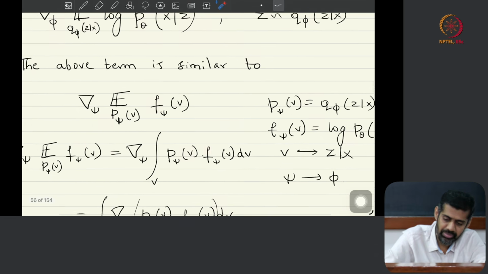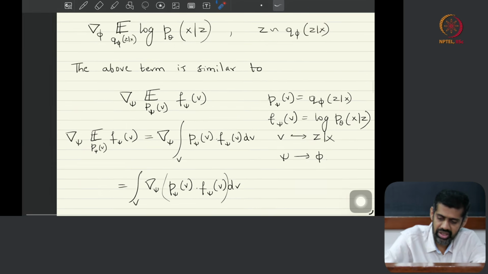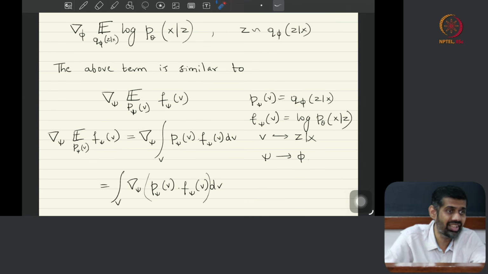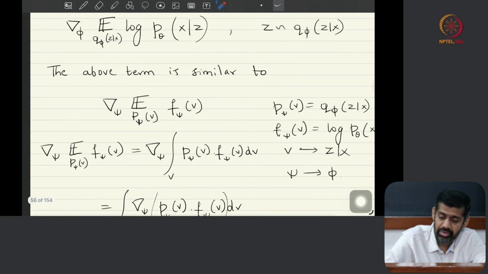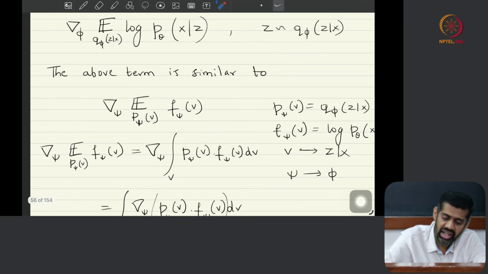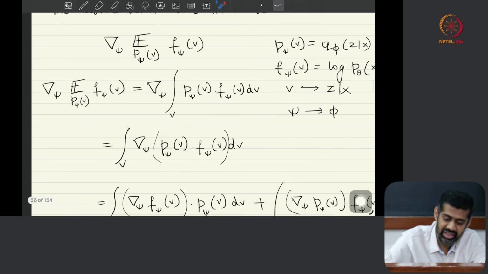So I just wrote up a few equations here to ensure that it will come up algebraically very nicely. Let's look at that. Now the above term that we are trying to compute is very similar to this, right? So we have the expectation of a function, and the expectation is with respect to a distribution which is parameterized by the same set of parameters with respect to which we are seeking the gradient. This is what we are looking at.